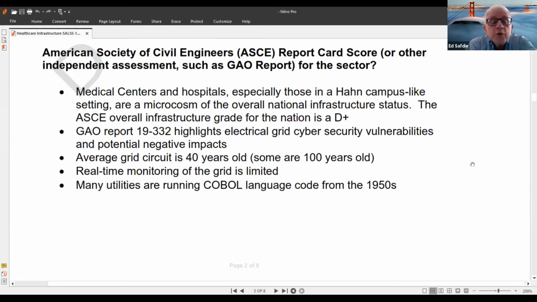There are manifold reports that are out there that highlight these challenges. The average grid circuit is 40 years old, in some cases as old as 100. There's no real-time monitoring. The controls for them are written in a language from the 1950s. The picture becomes clear. That is why we have to be so well prepared. Can we scroll down just a little bit, John?